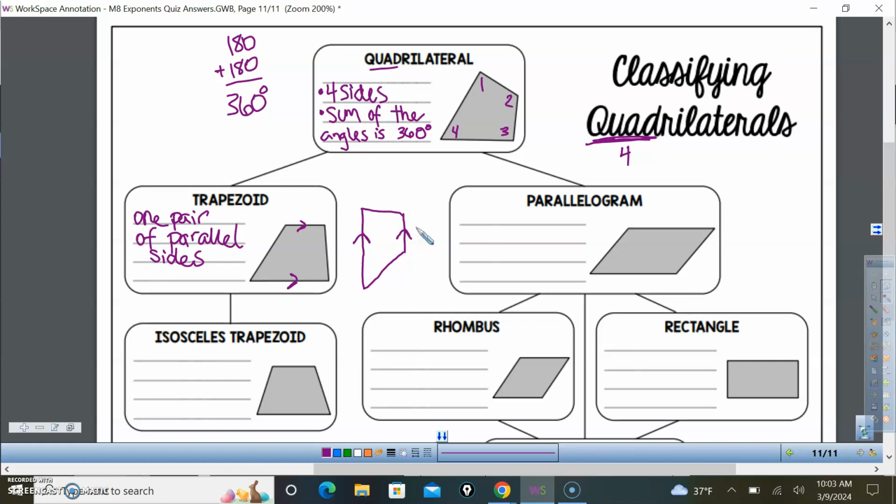Now, underneath the category of a trapezoid, we have something called an isosceles trapezoid. An isosceles trapezoid has to meet all the requirements of a trapezoid, all the requirements of a quadrilateral, and on top of that, the non-parallel sides are congruent. Congruent means that they are equal to each other.